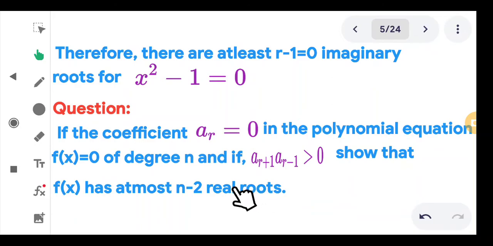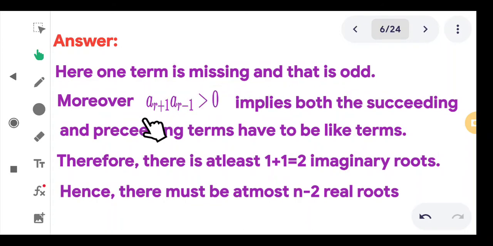So it talks about real roots. The Gauss rule talks about imaginary roots. So look at it, only one term is missing. This is not the r that is referred to in the Gauss rule. Here one is missing, so the number 1 is odd. a r plus 1 is the succeeding coefficient, a r minus 1 is the preceding coefficient. Both of them multiplied will be greater than 0, means either both of them are positive or both of them are negative. That means they are like terms.